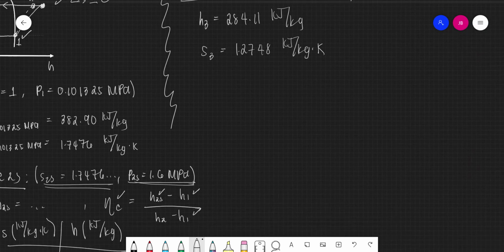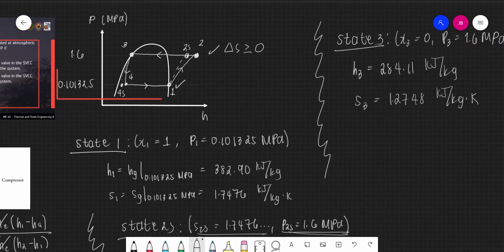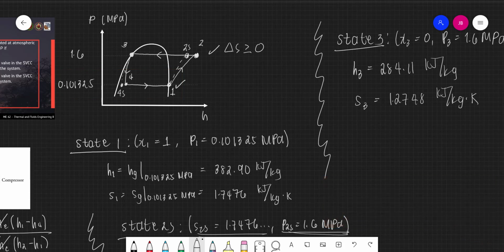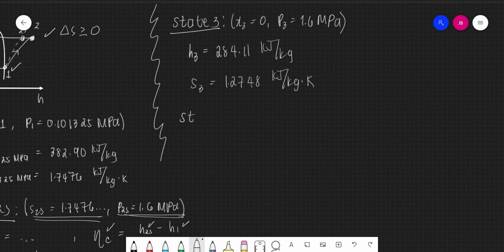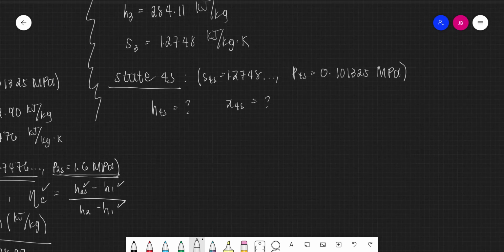Okay, next we have state 4S, and if we are going to inspect our pH diagram, the pressure here is 0.101325 megapascals, and the enthalpy at state 4S is just equal to S3 because this is an isentropic expansion process. In order to proceed, kailangan nating malaman si H4S, at magagawa lang natin ito kung alam natin ang quality at state 4S. So in order to solve for X4S, we need to use the following equation.